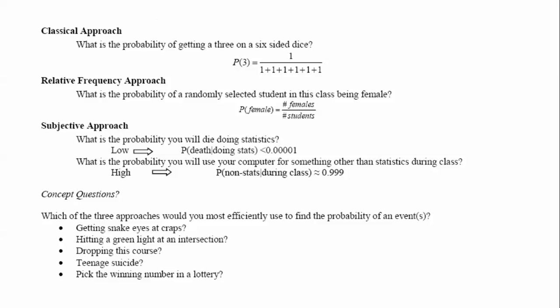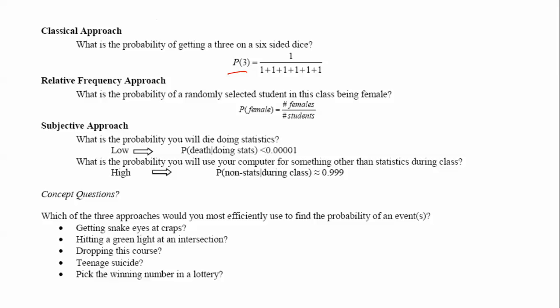What is the probability of getting a 3 on a 6-sided die? So we would say that the probability of a 3, well, there's only one way that we could get a 3, but there are 6 total outcomes that could possibly happen. So we can use a classical approach, and a classical approach is preferred because it's deterministic. We can calculate that without a lot of error.